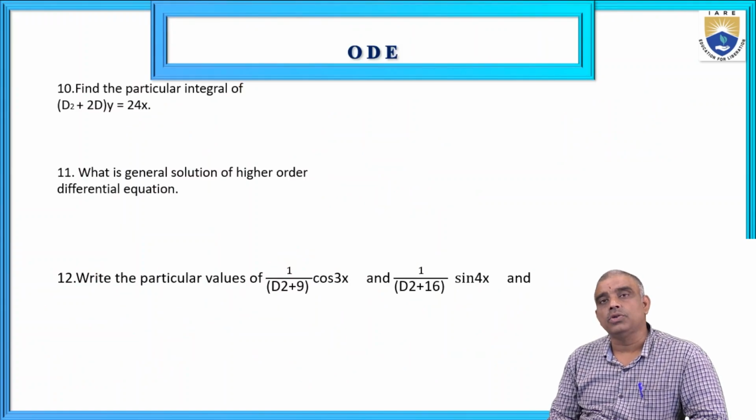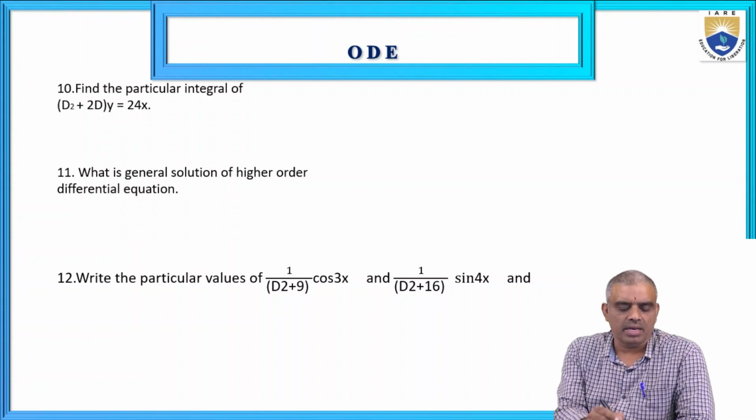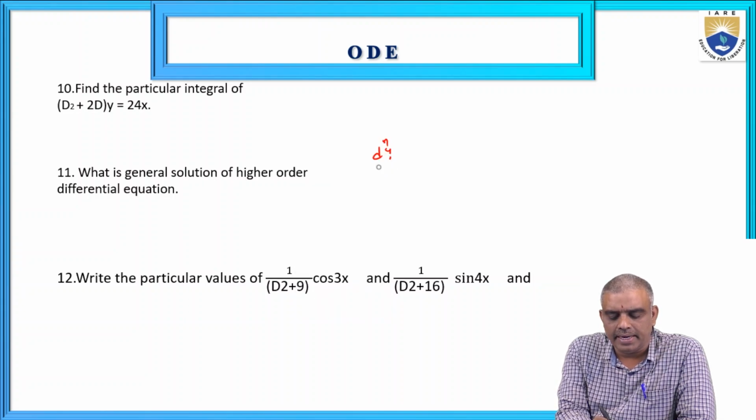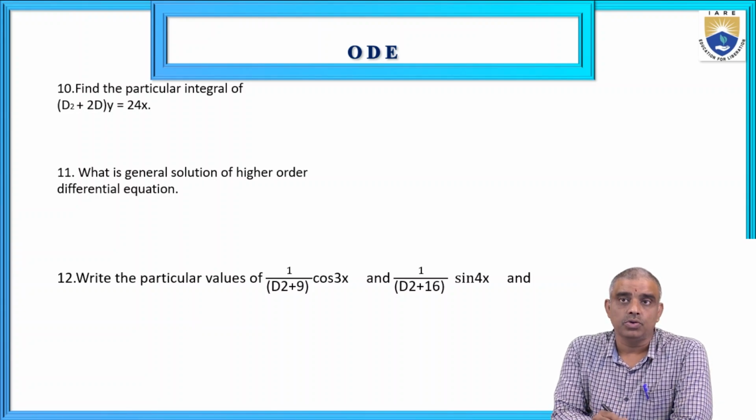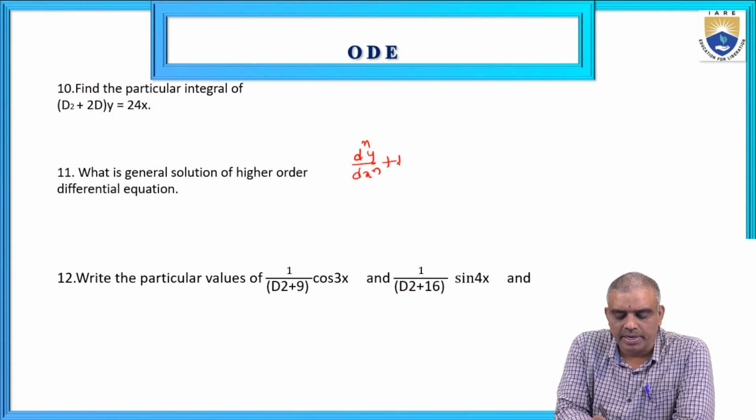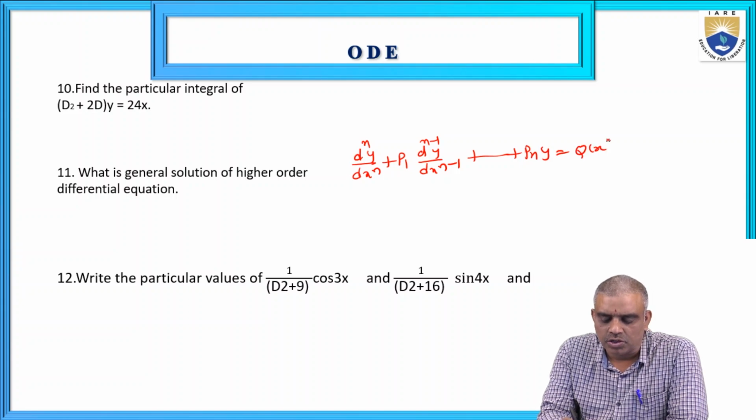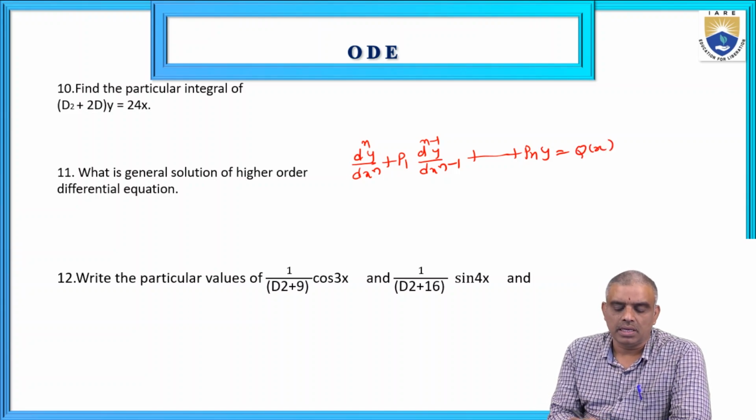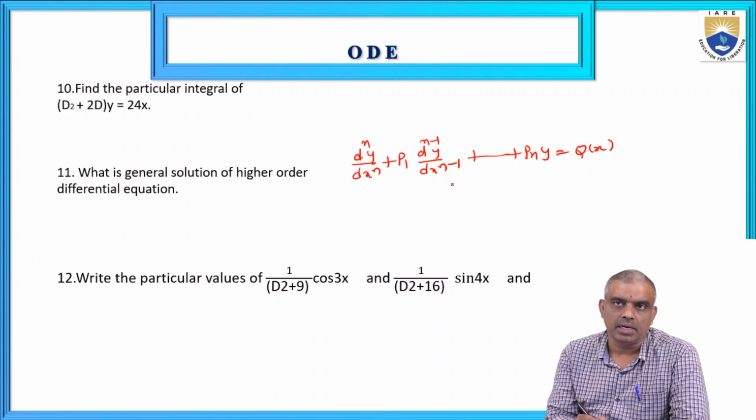Then what is the general solution of the higher order differential equation? This is the general definition. Generally we write the equation in the form d^n y by dx power n plus p1 d^(n-1) y by dx power n minus 1 plus so on plus pn into y is equal to a function q of x on the right side. So this is the general form of the higher order differential equation, of order n.